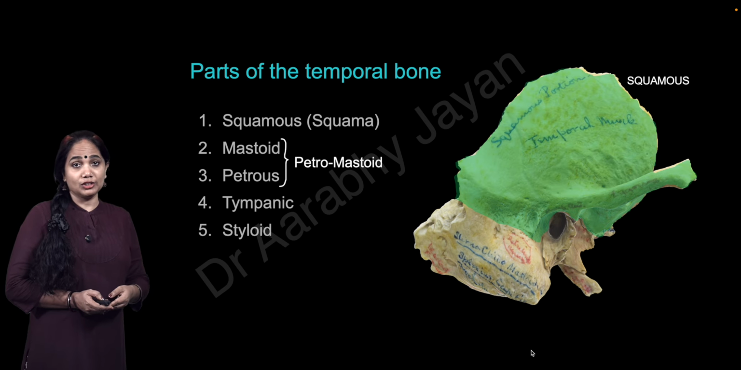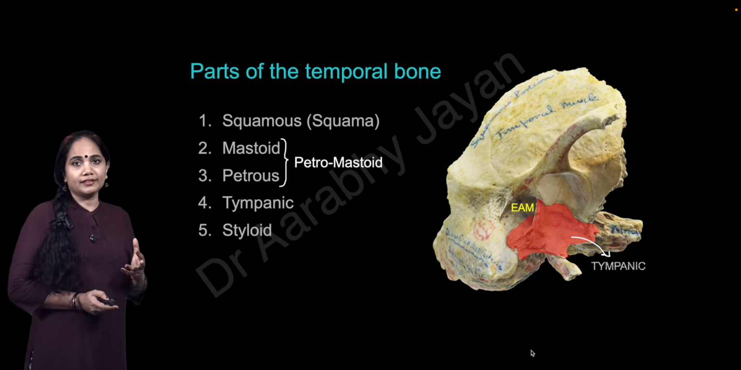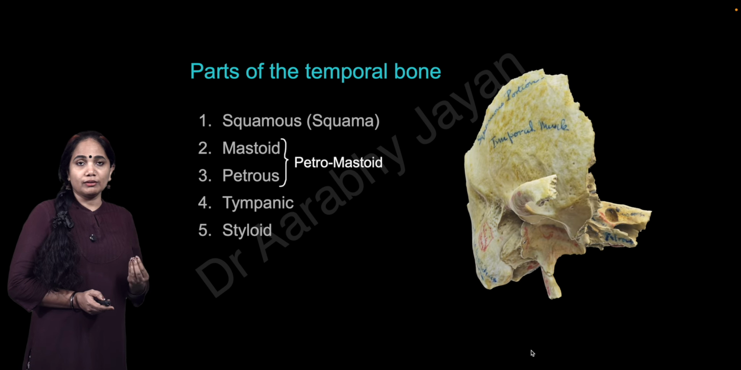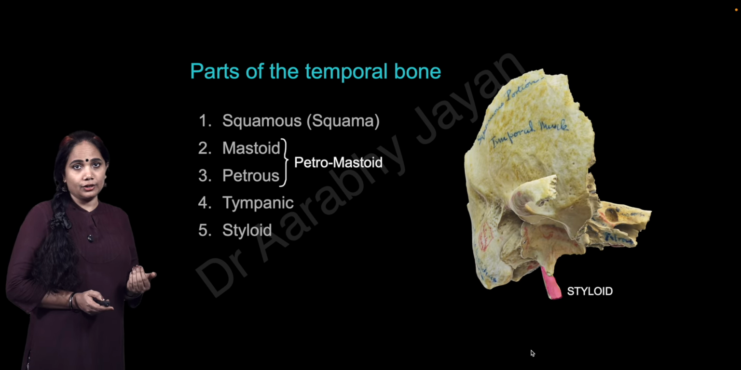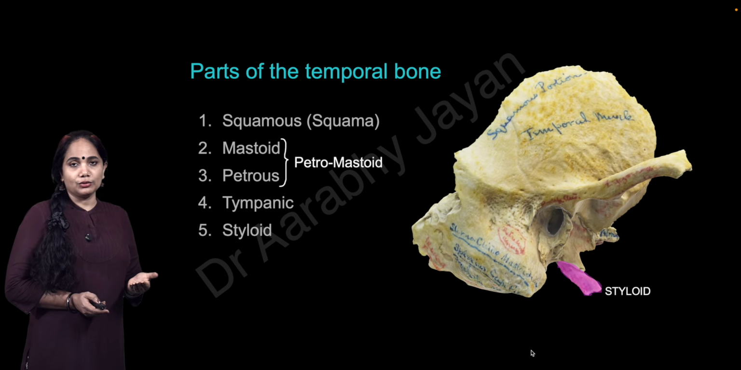So here we have the squamous part. Below and behind that we have the mastoid. Just tilt the bone a little, and on the undersurface, right in front of the external auditory meatus, we have the tympanic part, and the projection from below the tympanic part is the styloid. The styloid is better appreciated from the lateral aspect. As you can see, here you have the styloid process.